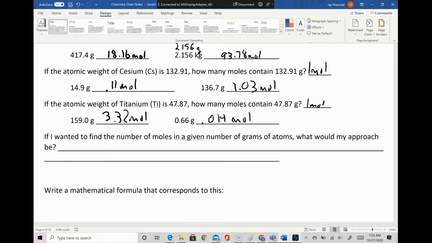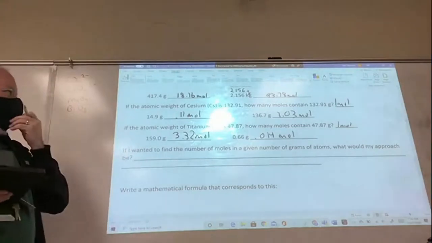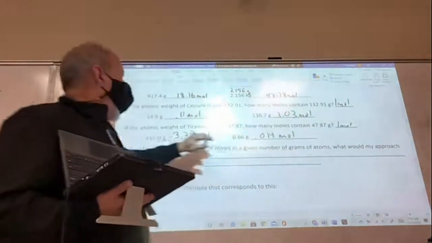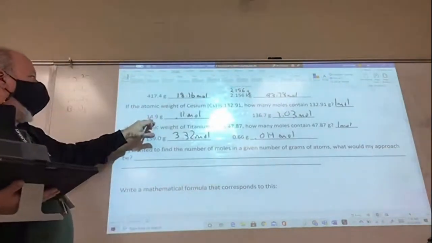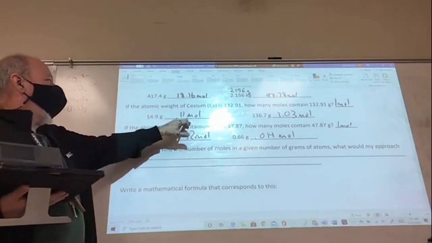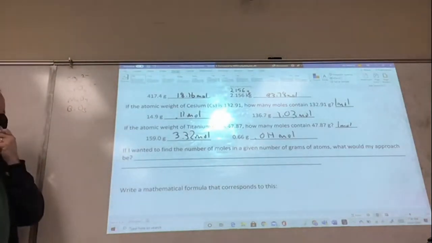If I know that I have 160 grams and I have about 50 grams in one mole, I know that this is going to be fairly close to 3 moles. Okay, so you can check your work fairly easily. If I know that I have about 130 and I have about 14 or 15 grams here, that's about 1/10, right? So you can check that work very easily.